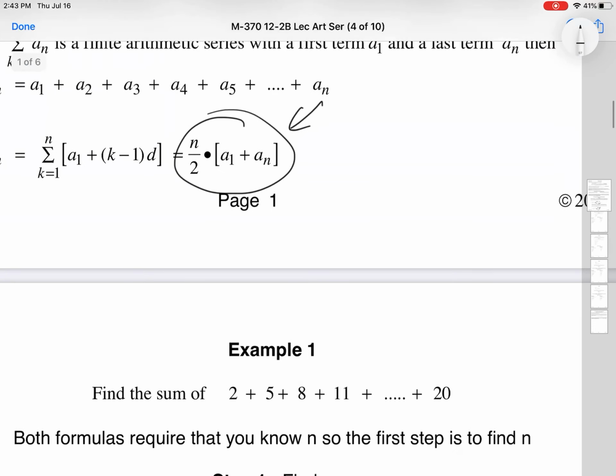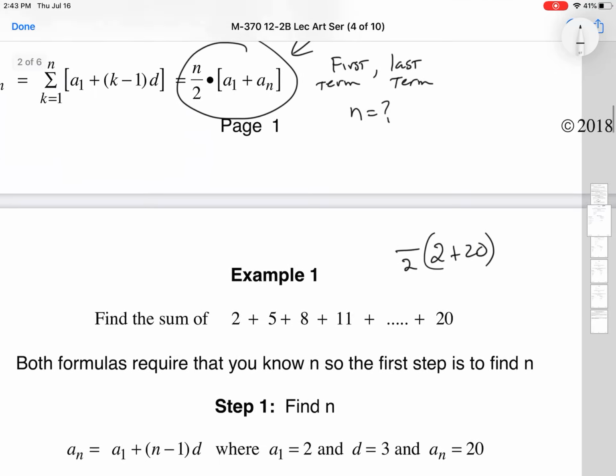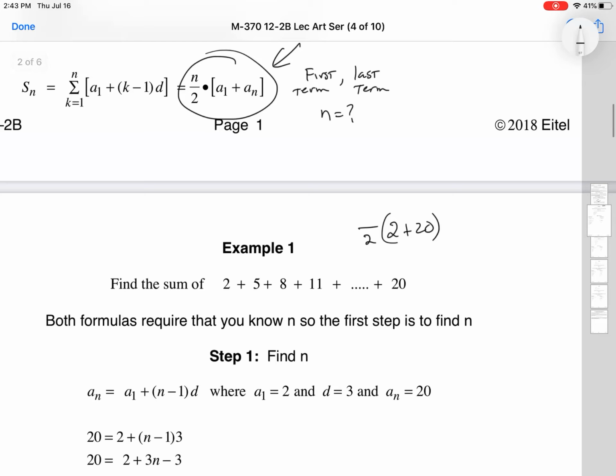If you look at this formula, there's some things we need to know. We need to know the first term. We need to know the last term. You write term underneath there. And we need to know n. Those are what we need to know. So in this case, we know the first term is 2. We know the last term is 20, so we feel like we're golden, except we need to know how many terms that is. So how are we going to find n?